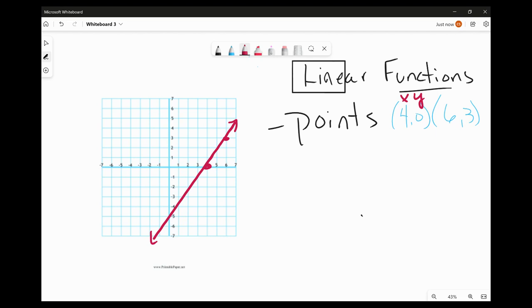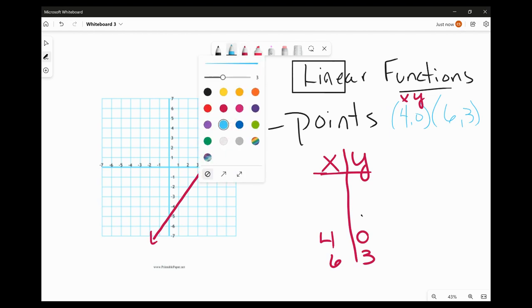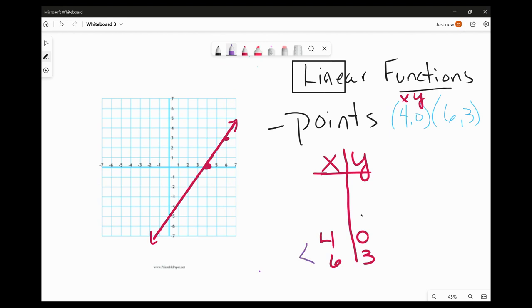Now, if we want to put this in a table, this is what the table would look like. I'm going to put the points down here because I want to add some values in between. And we're going to look at what pattern is actually happening. So I'm going to change this color. I don't like that color. I'm going to change the thickness a little bit. And we're going to see what's happening with the x's. Notice the x's are increasing by 2 and the y's are increasing by 3.